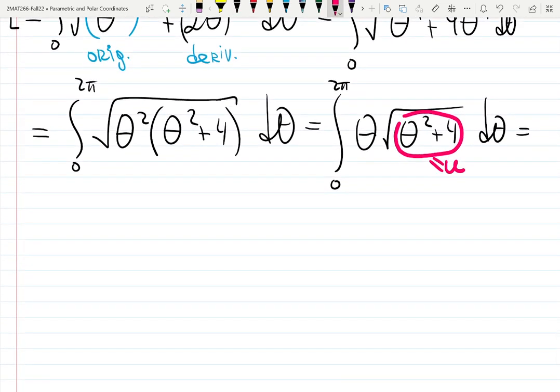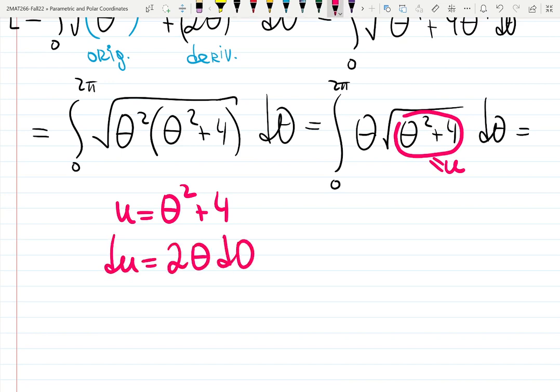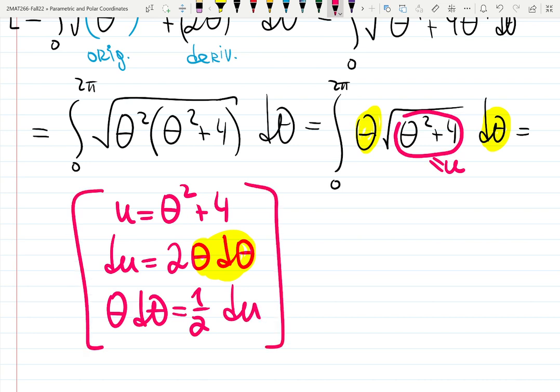Should I write it down? Let's do it. Let u be theta squared plus 4, then du will be 2 theta d theta. Then you choose what you want. Either you solve for what you need, which is this piece, or what I like is multiplying by 2 and dividing by 2. But let's do it this way. Theta d theta is 1/2 du. Plug it in, this is my u sub. U sub chapter, your favorite one.